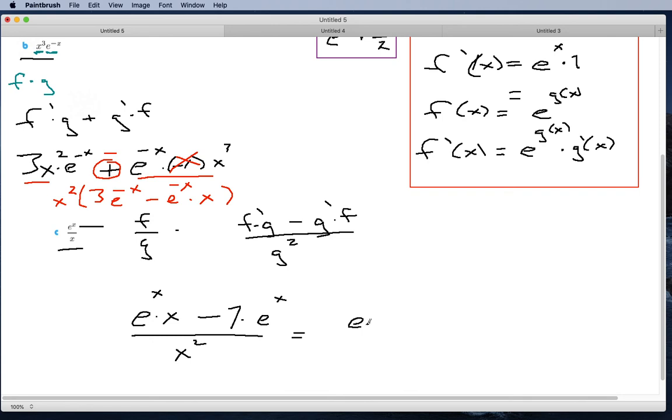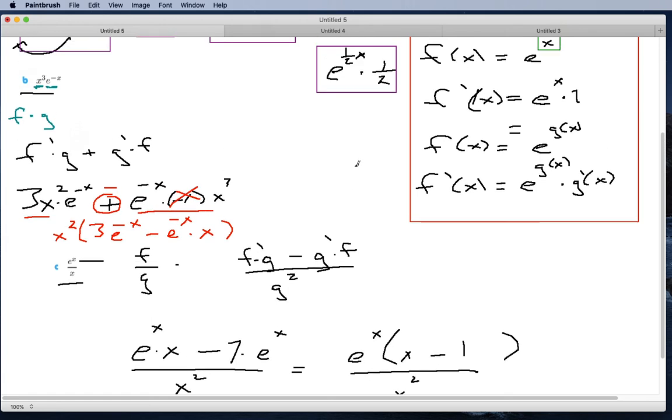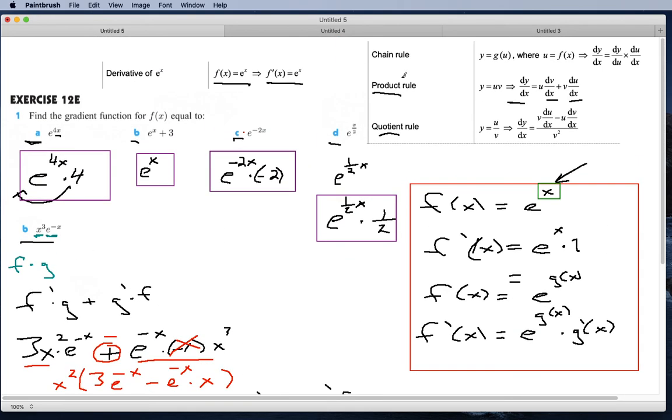Once again, if we want, we can take a common e to the x out. If we do that, I have x left here, and I have a -1 there, and on the bottom I have x squared. So that's how we start deriving exponential functions and applying some advanced techniques like product rule and quotient rule, making sure we understand there's always a chain rule when we derive exponential functions.